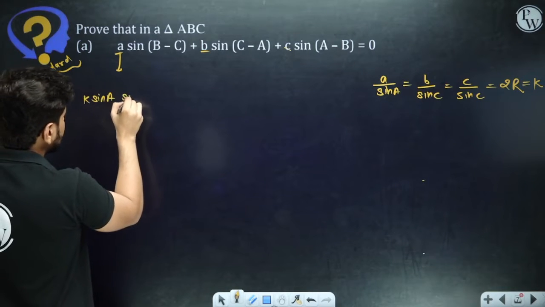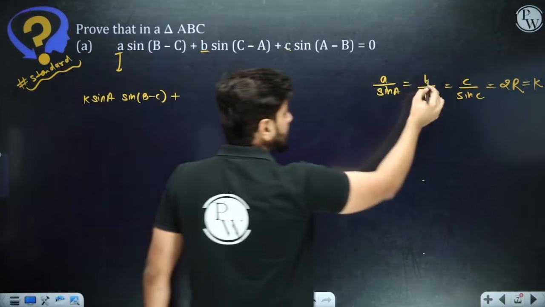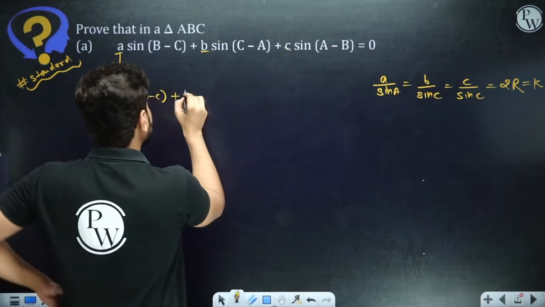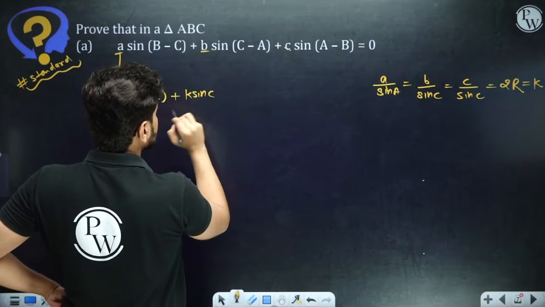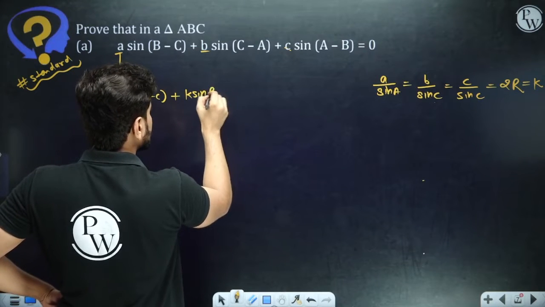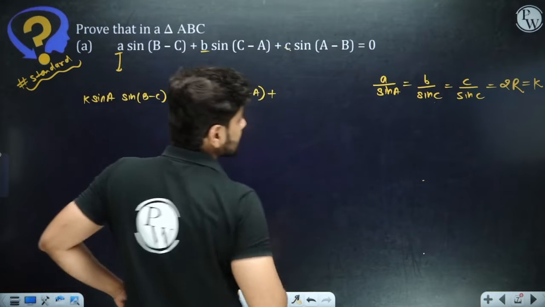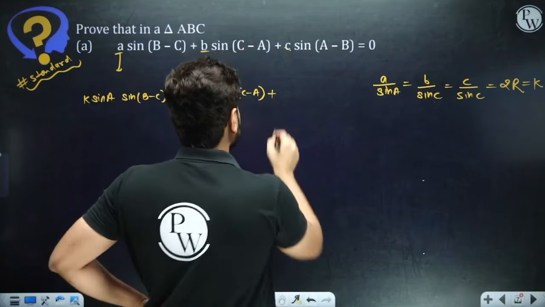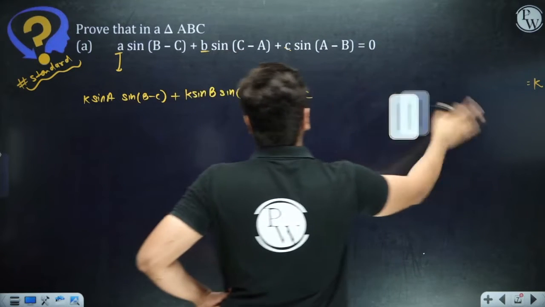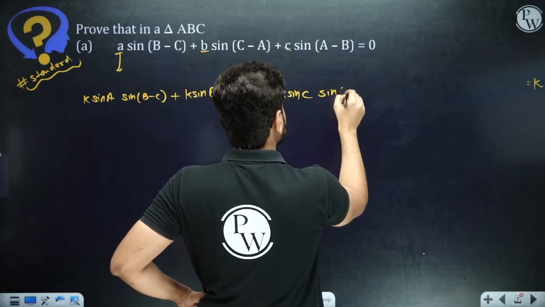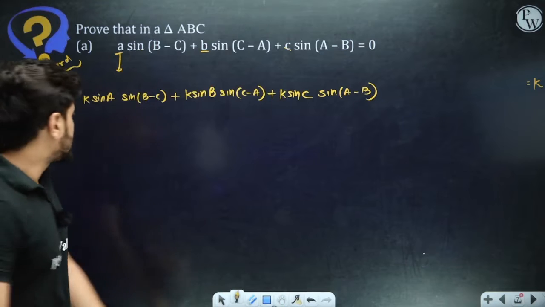I'm going to write this side a as k times sine of A, then we have sine of (B minus C) in the multiplication. I can write side b as k times sine B, and sine of (C minus A) is written in the multiplication. I can write this side c as k times sine of C, and sine of (A minus B) is written over here. So I converted these sides in terms of the angles.